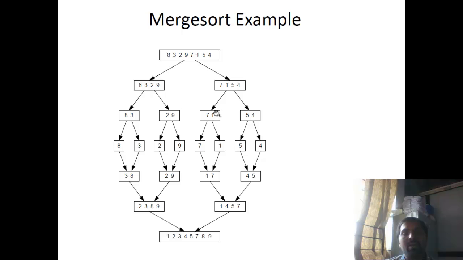Here also we have 2 elements, so we divide into two subproblems like 7 and 1, and 5 and 4. Now we have individual elements, which means the small subproblems, so here we can give the solution to these problems.